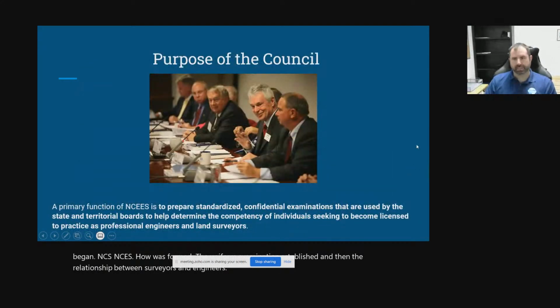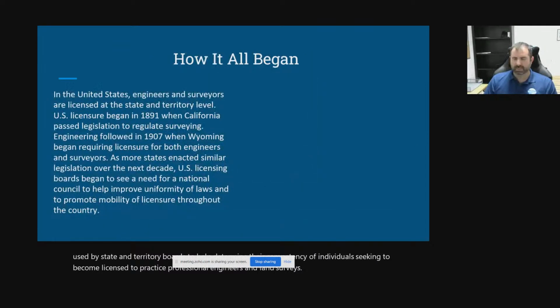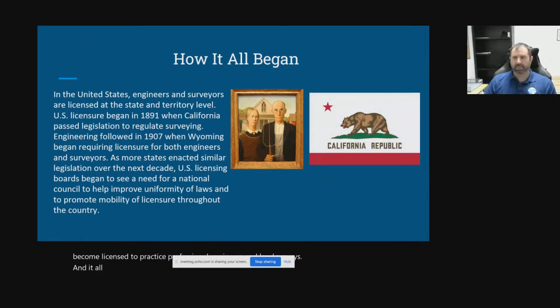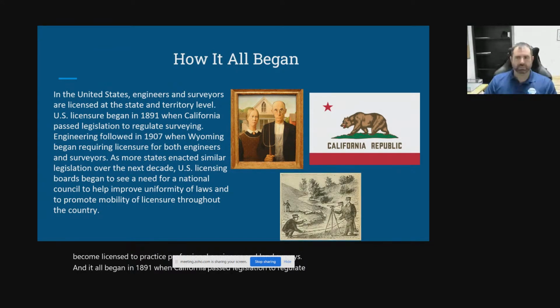So again, the purpose of the council is to prepare the standardized confidential exams that are used by state and territory boards to help determine the competency of individuals seeking to become licensed to practice as professional engineers and land surveyors. And it all began in 1891 when California passed legislation to regulate surveying. Engineering followed shortly after, in 1907 in Wyoming.